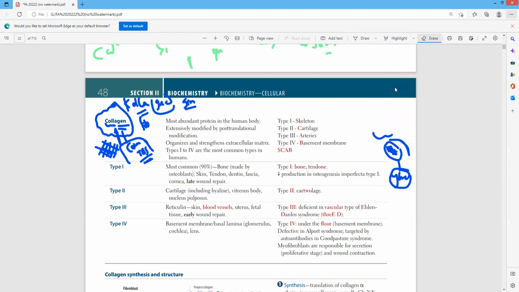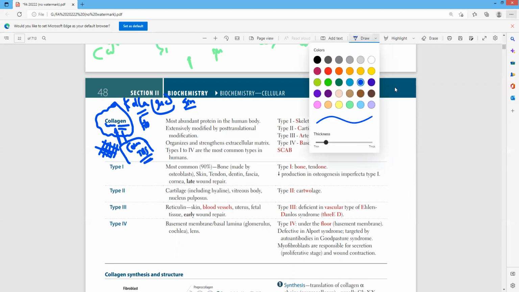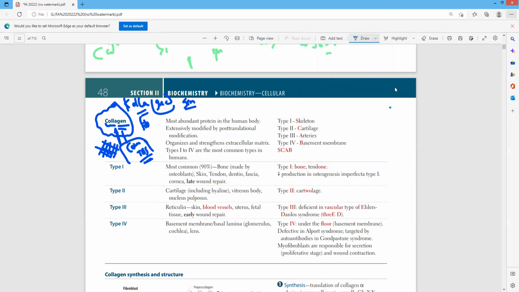So see what you will see on your exam day, and concentrate with me, please. Okay, with a different color. This one. See that? It is the most abundant protein in the human body. It has about 30 types, or more than that. Extensively modified by post-translational modification, which is very important.